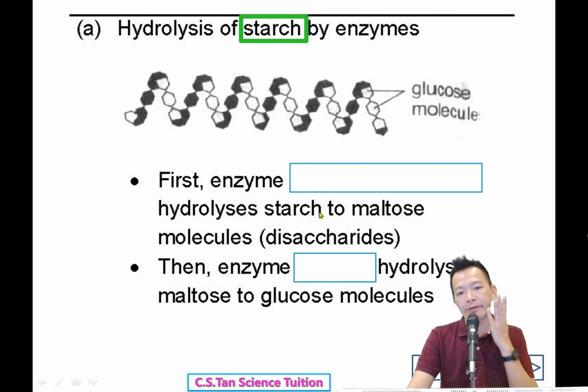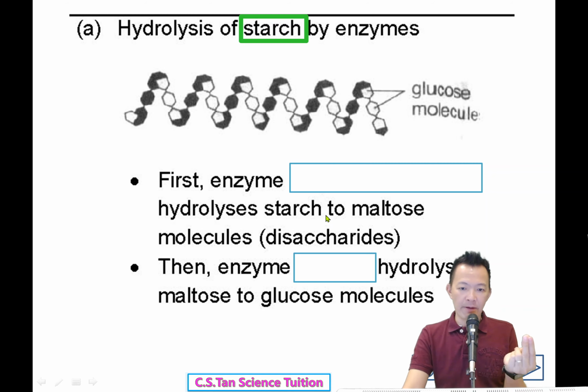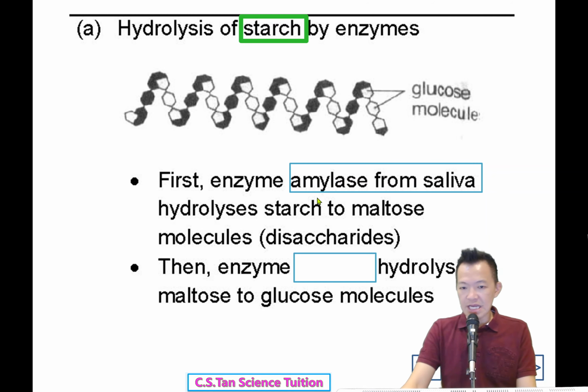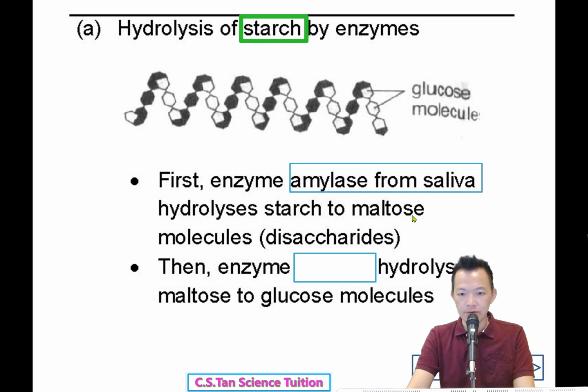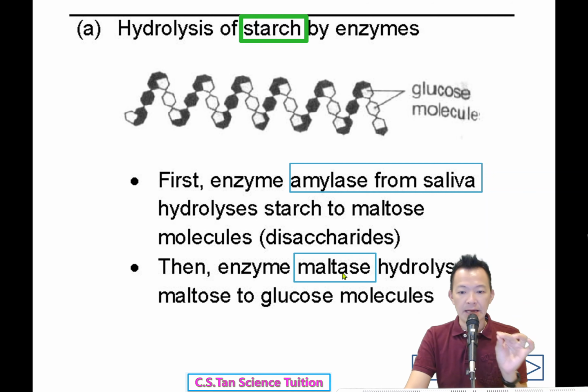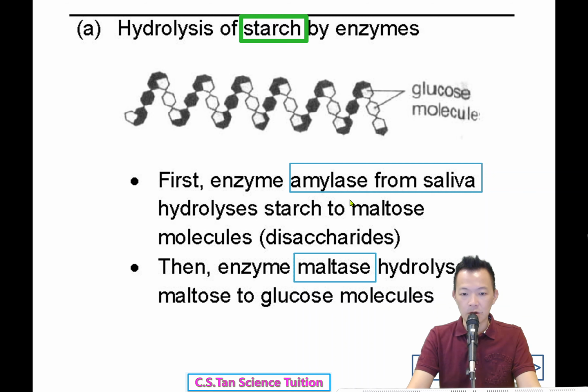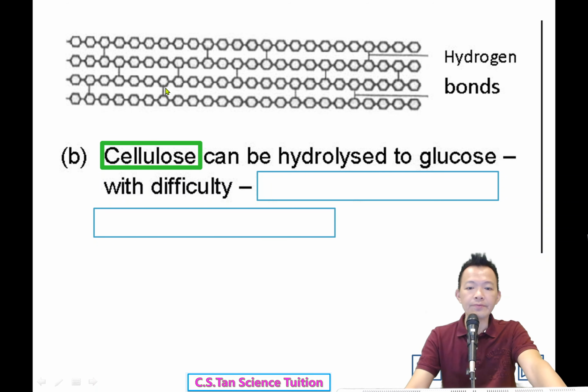Any example? Hydrolysis of starch by enzymes. If you want to hydrolyze starch, you use the enzyme called amylase from your mouth, the saliva, or the amylase from pancreatic juice. First, the enzyme amylase from the saliva hydrolyzes starch to maltose. Then the enzyme maltase from the intestinal juice hydrolyzes the maltose into two glucose molecules. So polysaccharide with the addition of water, with the help of the enzyme as a catalyst, becomes a simple monosaccharide. This is called hydrolysis.